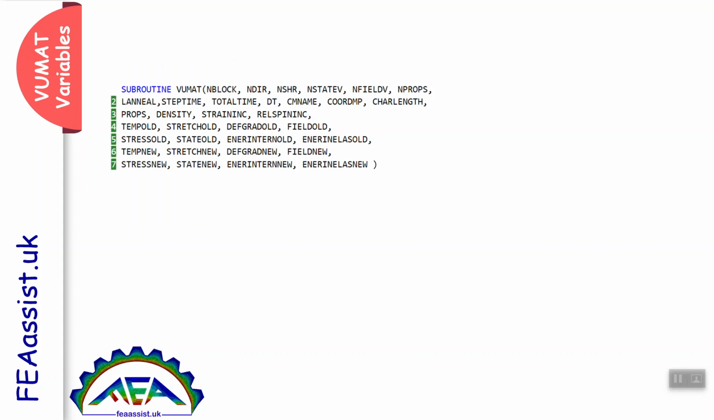The important thing about the VUMAT subroutine learning is VUMAT inputs and outputs. VUMAT has some variables. Some of them are inputs from Abaqus. In VUMAT, we process the inputs and export the processed inputs as outputs.